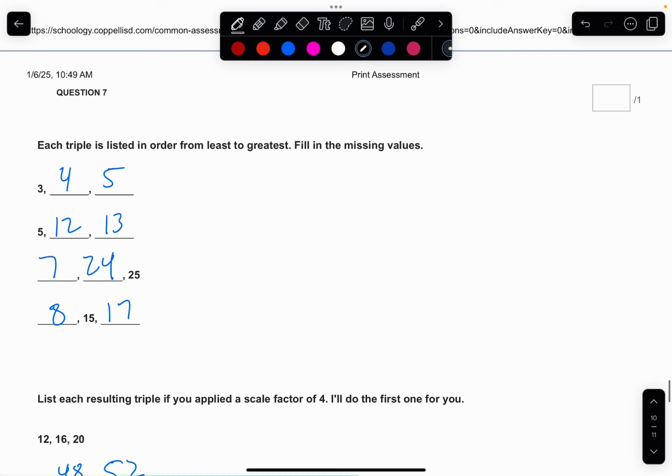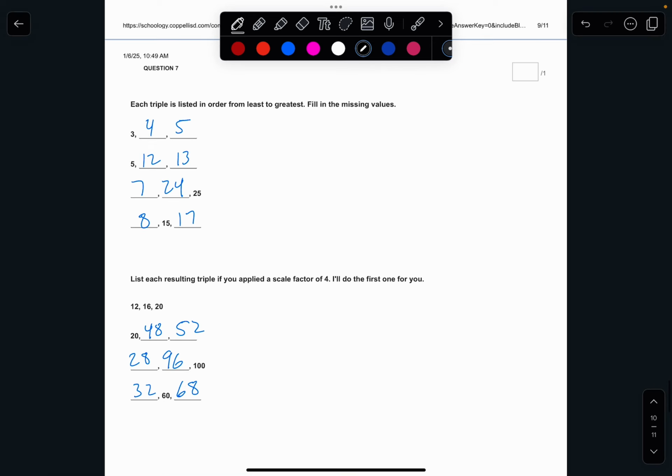List each triple in order. I'm not going to really work these out. You need to know your triples. All of these are just the numbers times 4. 4 times 4 is 16. 5 times 4 is 20. 5 times 4, 12 times 4, 13 times 4. But you do need to know your triples. Get them memorized. No excuses.